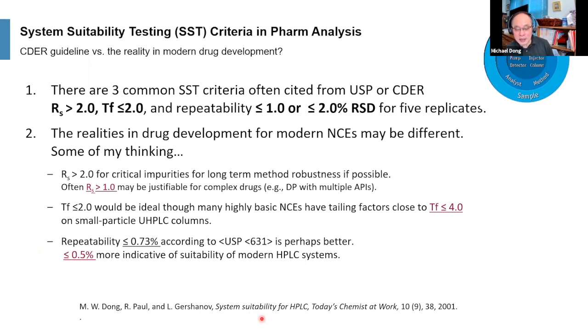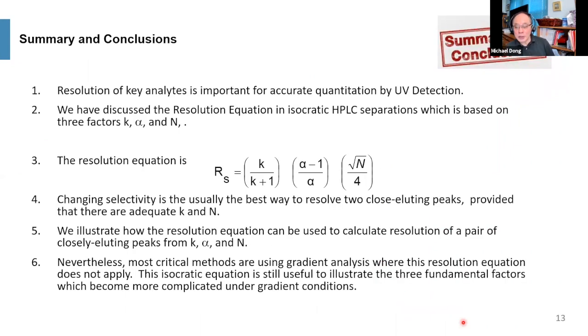So for SST, I did publish something almost 20 years ago. This is an ACS journal, Today's Chemist at Work. It's now defunct. It is not in circulation anymore, right? But anyway, that was a paper written quite a while ago, talking about system suitability testing.